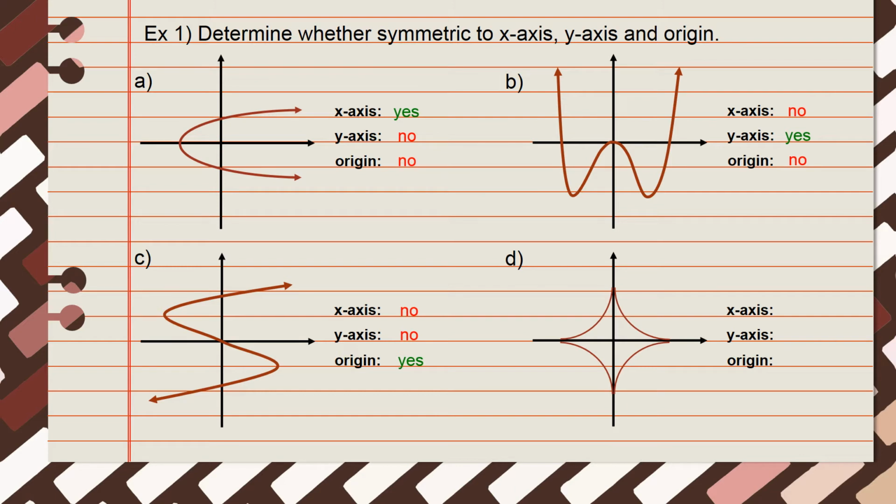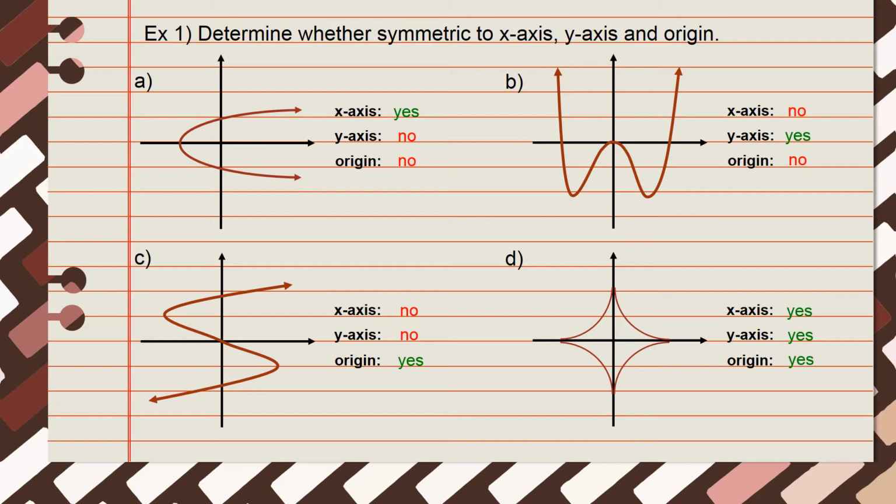For D, we have the given graph. Is this symmetric to the x-axis, meaning does it see its reflection in a lake or pond? Yes. Is this symmetric to the y-axis, meaning does it see its mirror image in a mirror? Yes. Now, to determine if it's symmetric to the origin, you take the graph and rotate it 180 degrees, or if you were to turn it upside down, would it look the same as the original graph? Yes.